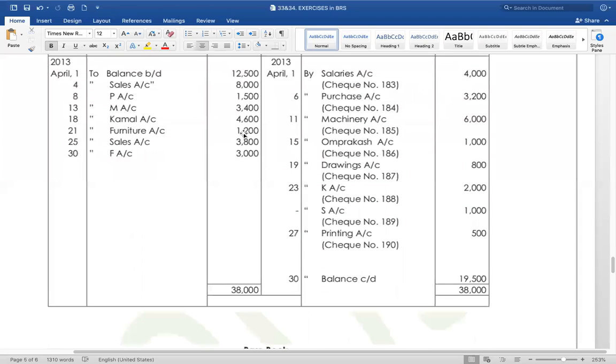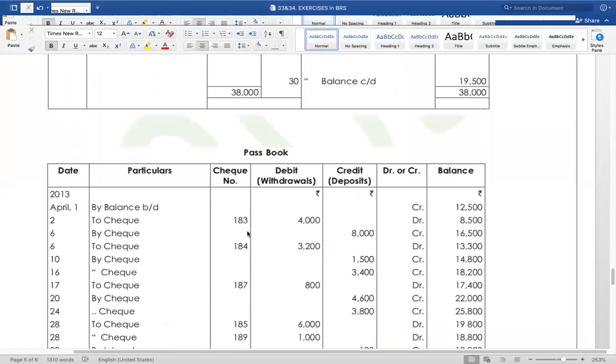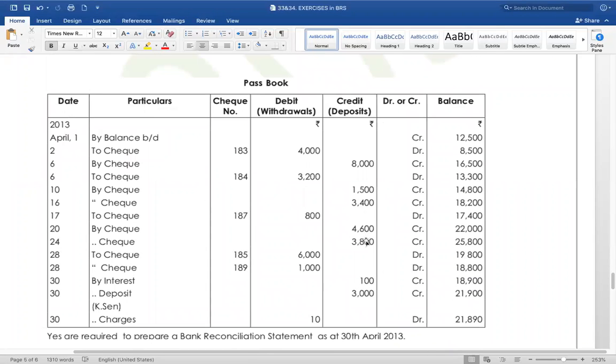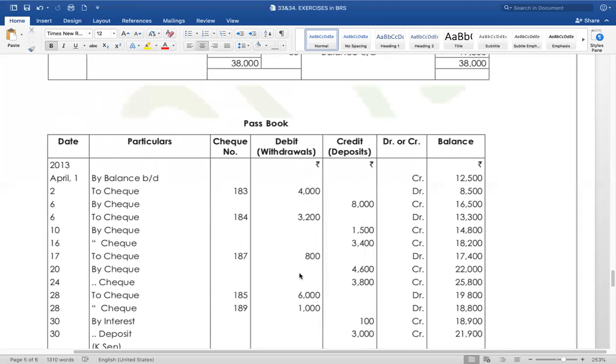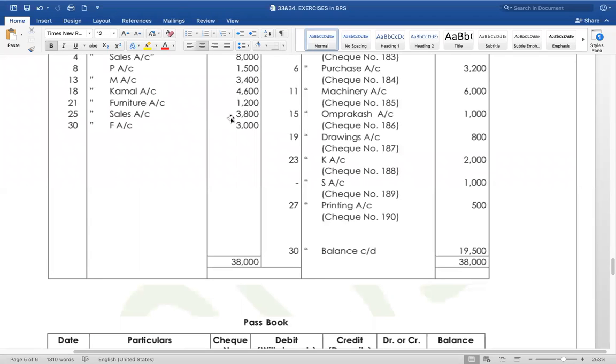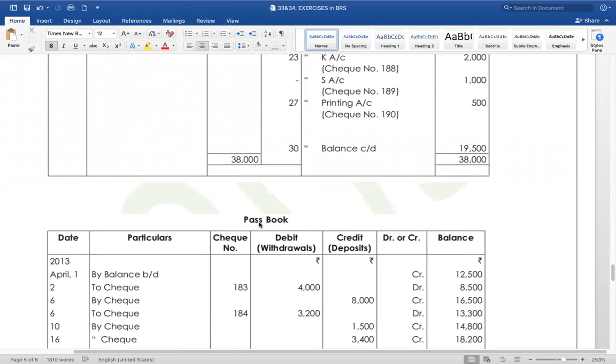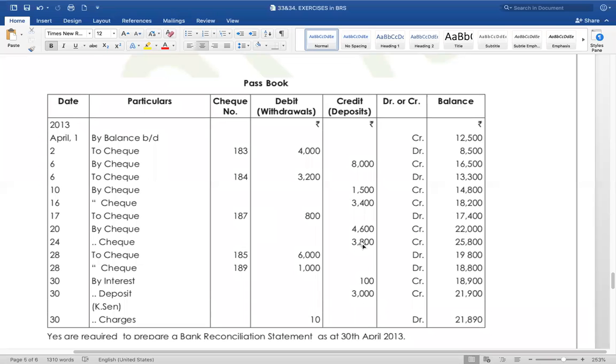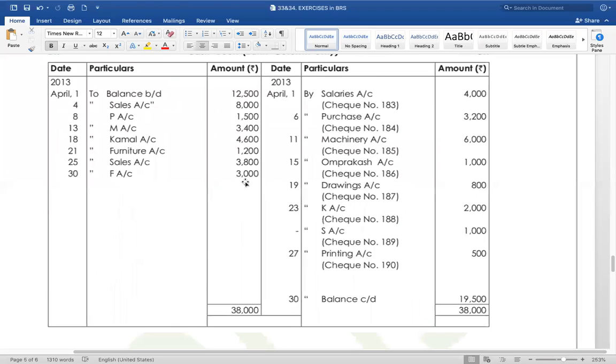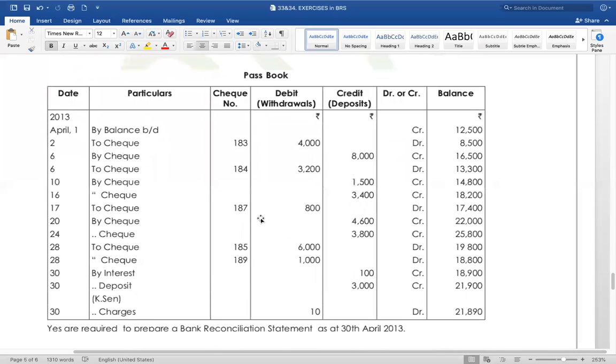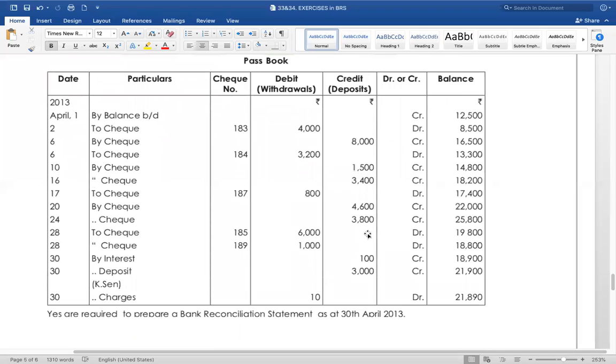Next is 1,200 furniture. 1,200. After 4,600, there's no 1,200. Okay. No, sir. It's not there. Just set it aside. Okay. Sales account 3,800. 3,800 is here. Okay. Next is furniture account or F account 3,000. 3,000 is not here. It is there, sir. 3,000. No, this is different.